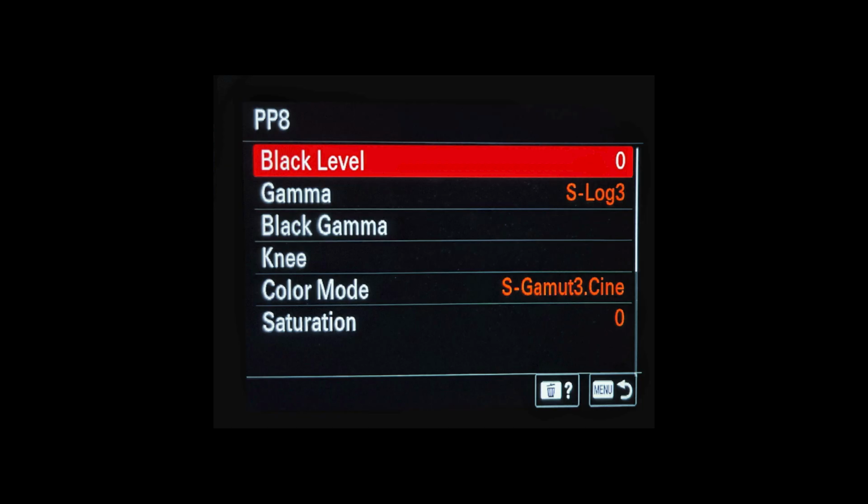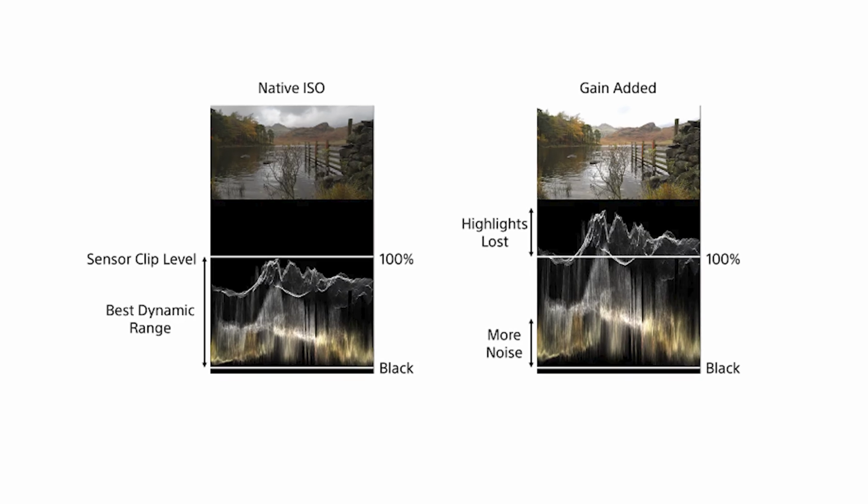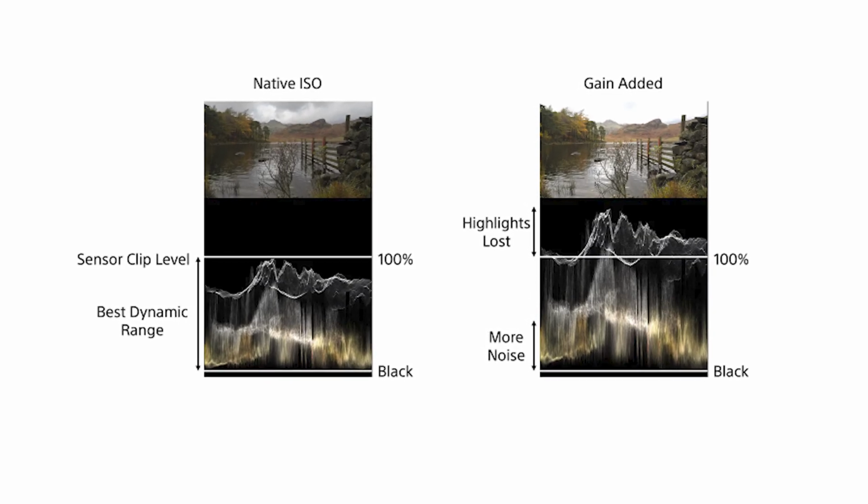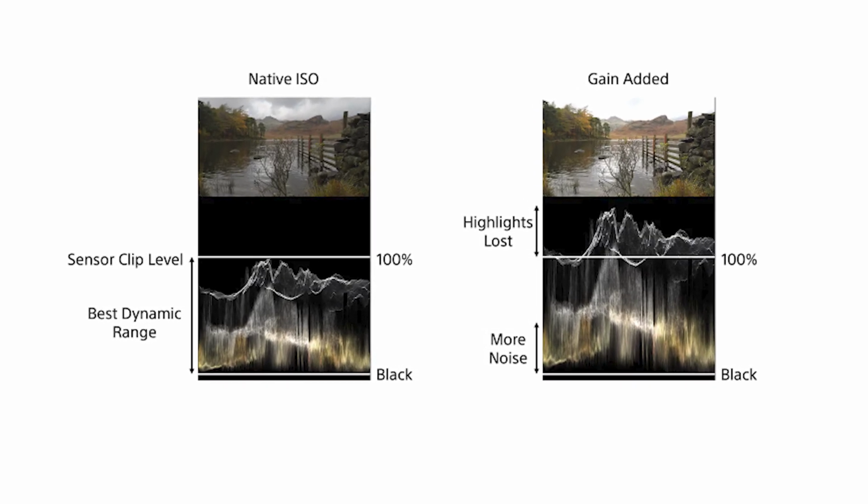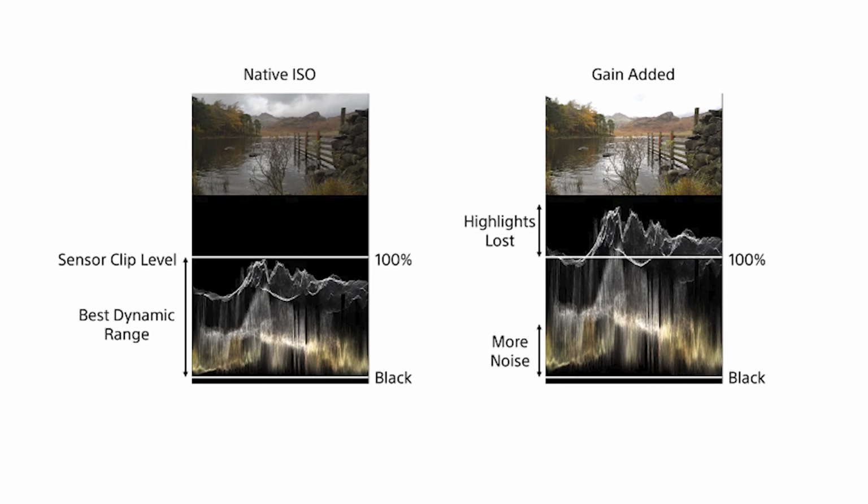Alright, let's talk through your setup. First, set the correct picture profile. For Sony, that's like PP8, SLog 3, S-Gamut 3 Cine, for example. Use your base ISOs to get the cleanest blacks. If you go off the native ISOs, you'll probably introduce grain.